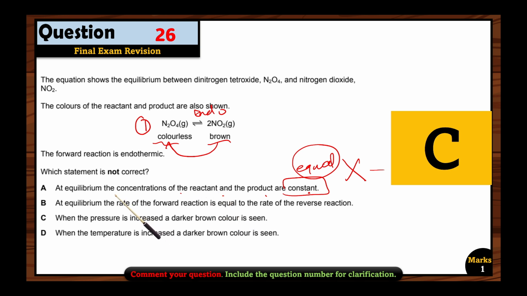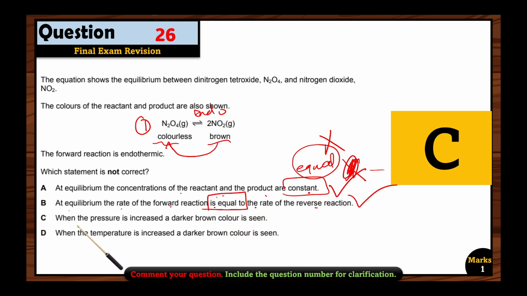The rate of the reaction is equal. The rate of forward and reverse reactions are equal, but the concentrations of reactants and products are constant. So at equilibrium, the concentration of the reactants and the products are constant. So that is the right option. At equilibrium, the rate of the forward reaction is equal to the rate of the reverse reaction. Yes, the rate of forward and reverse reaction is equal.